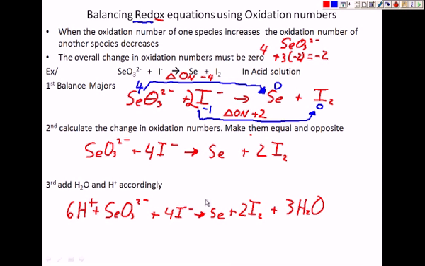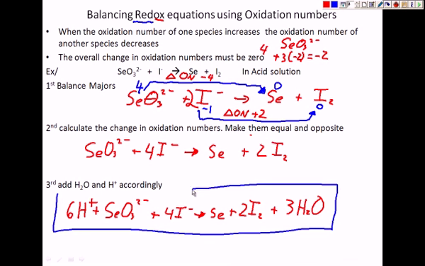You don't even have to look at the charges because they should be correct, but just to make sure, let's check everything out. We have 6 plus right here, minus 4, minus 2, so the total charge on this side is 0, and the total charge on this side is 0. The majors are balanced, Se and Se, good. 4 I's and 4 I's, good. 6 hydrogens, 6 hydrogens, 3 oxygens, 3 oxygens, everything is balanced. Majors, oxygens, hydrogens, and charge, all balanced, and that's why this is our correct answer. Okay?